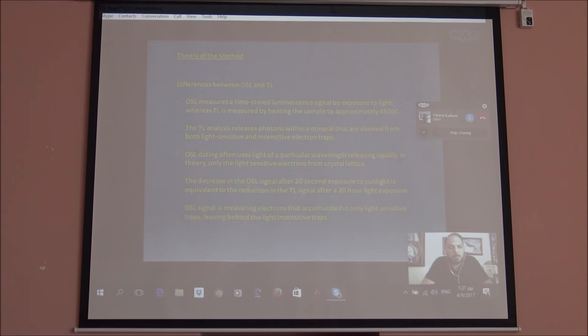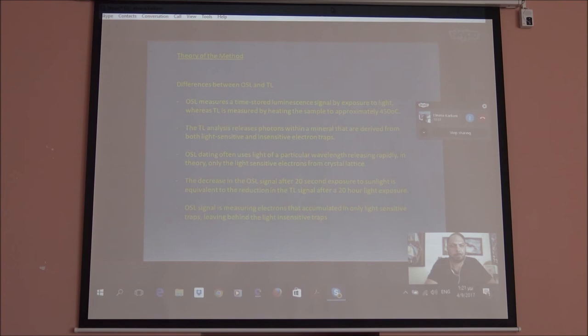The reduction of the OSL signal after 20 seconds of exposure to sunlight is equivalent to the reduction of the thermoluminescence signal after 20 hours of light exposure. So when you have to deal with OSL samples, you have to be very careful not to expose them to sunlight, because the OSL signal will be reduced significantly in only 20 seconds. And the OSL measures the signal that accumulated in light-sensitive traps, leaving behind the light-insensitive traps.